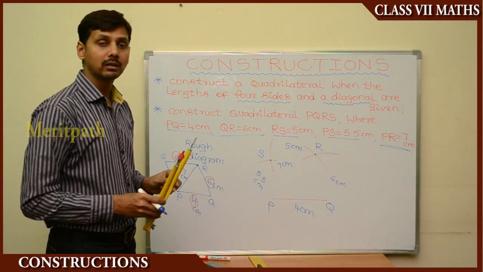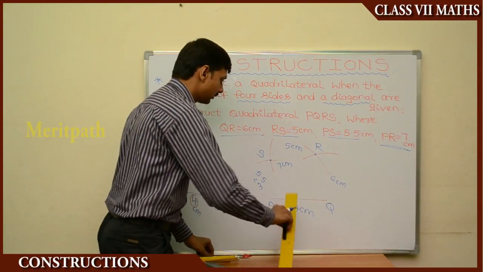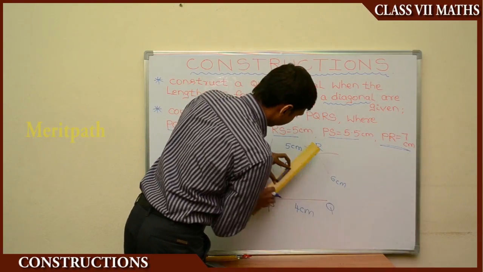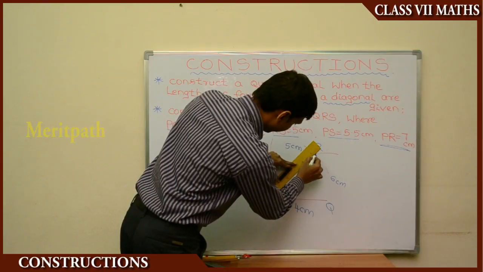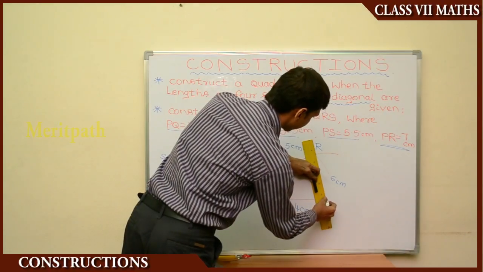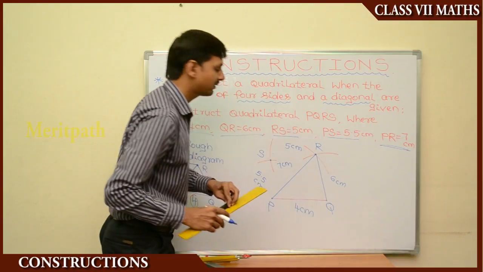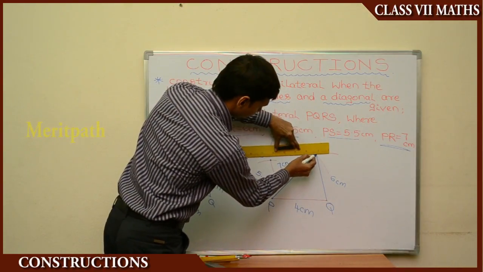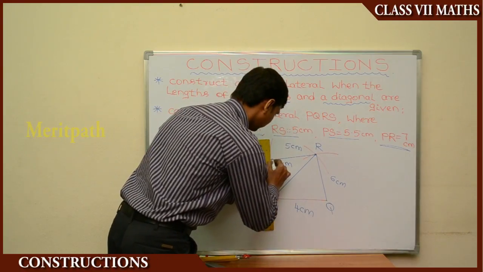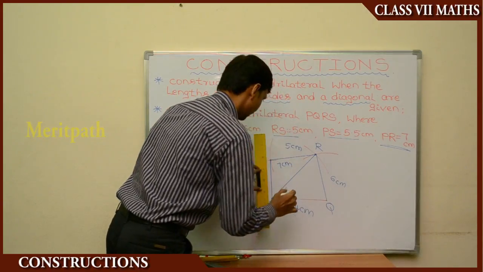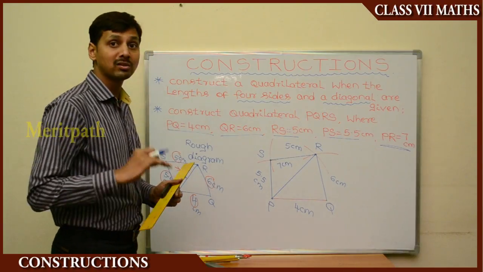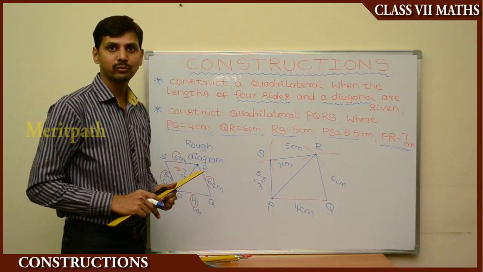Let's join all the vertices. This is PQ. Let's join PR first, and then QR, which forms a triangle. Then join RS, and then PS. So we got a quadrilateral. PQRS is the required quadrilateral, constructed using 4 sides and one of the diagonals. Let's go to the next one.